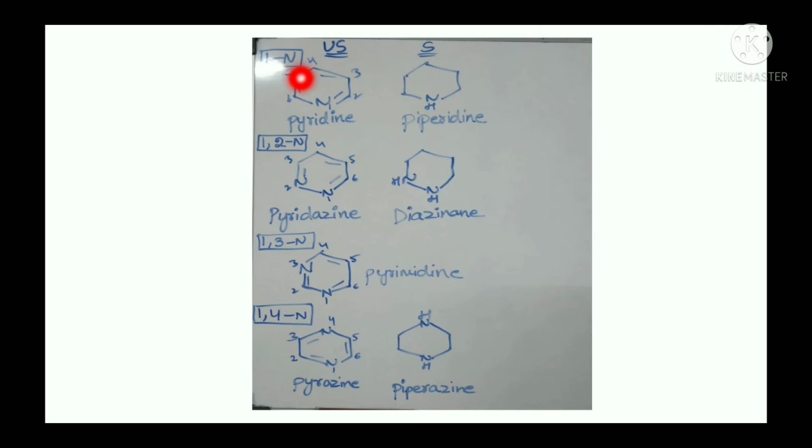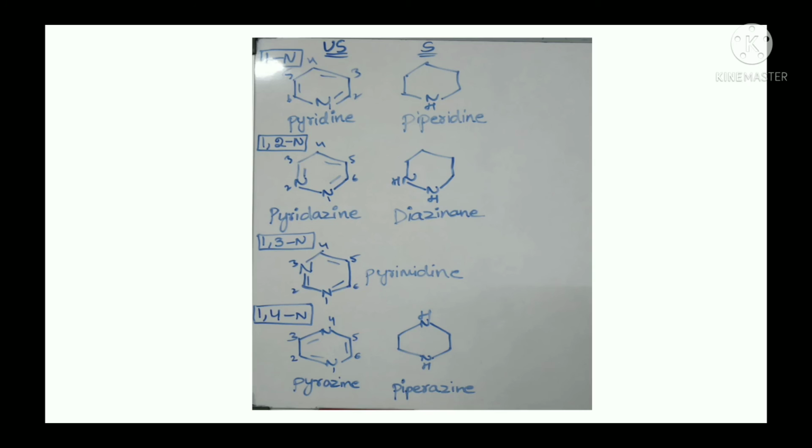First position nitrogen means pyridine, and if it is saturated, it is called piperidine. 1,2 nitrogen is pyridazine and diazinane. 1,3 nitrogen is called pyrimidine, and 1,4 is called pyrazine and piperazine.